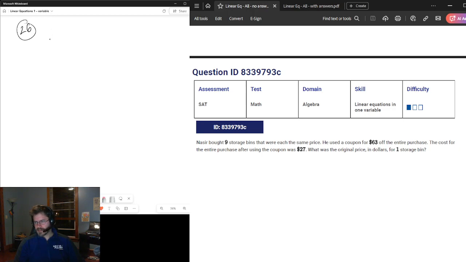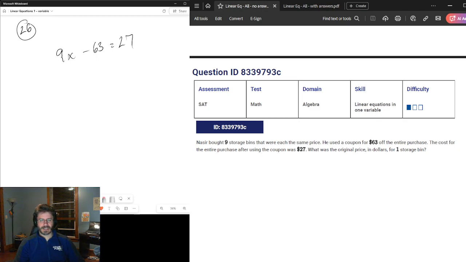9 storage bins, same price. Okay, the coupon is $63 off. The cost of the entire purchase after the coupon is 27. What was the original price for one bin? Okay, so 9 times the cost minus 63 is equal to 27.